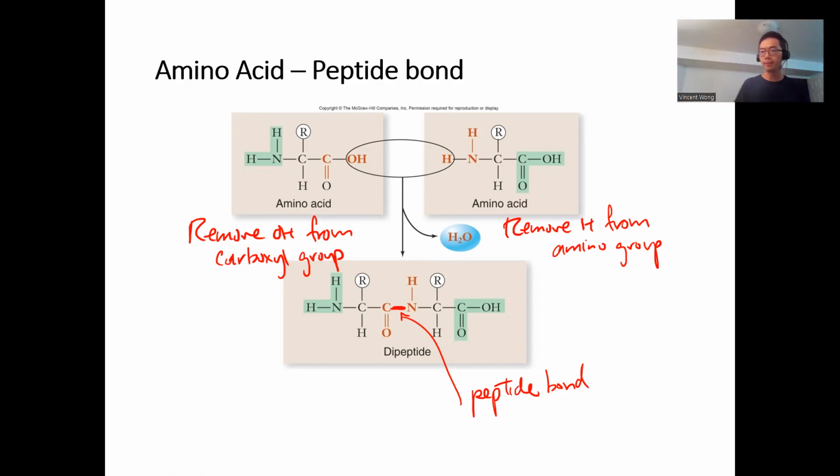So, sir, we could say the C and the N bond them together? Exactly. There's a glue, right? Sharing of electrons between the C and the N.